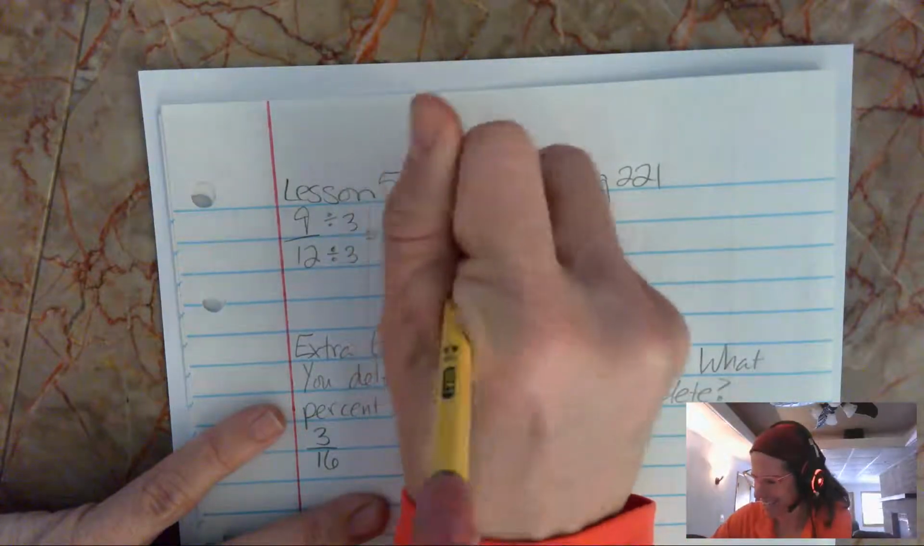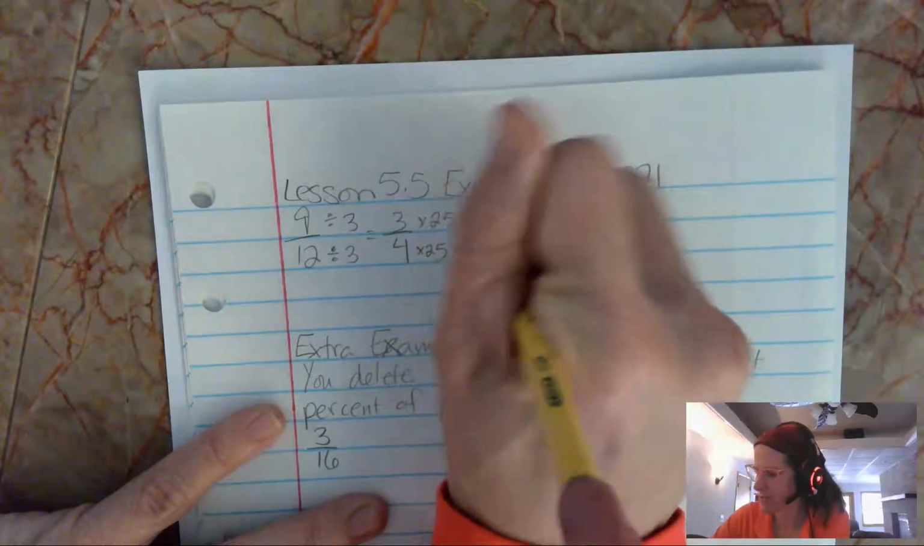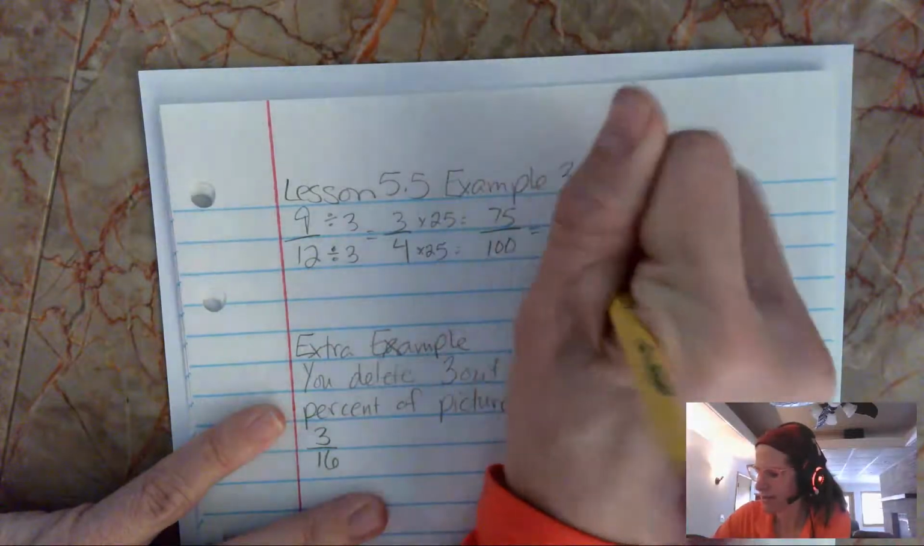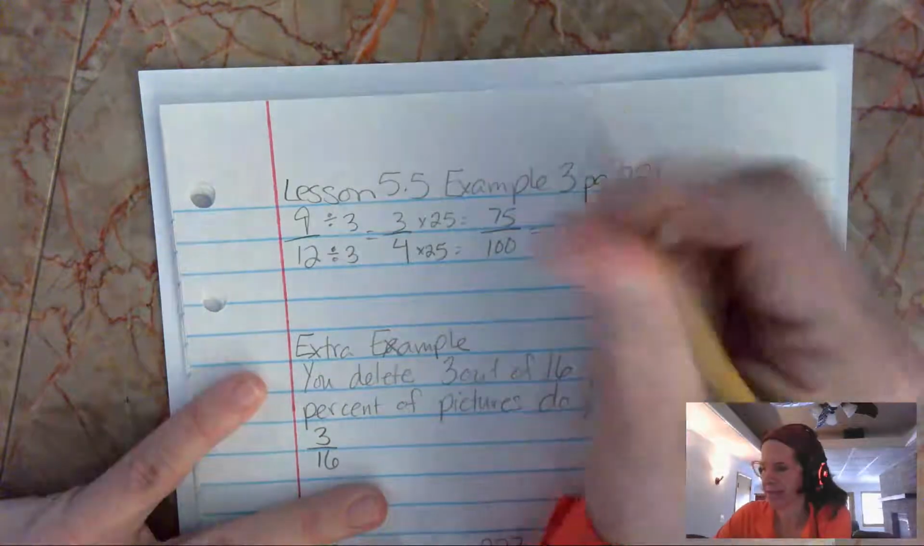You guys are getting it, man. All right, 3 times 25 is 75. 4 times 25 is 100. And it equals 75%. And so that is our answer.